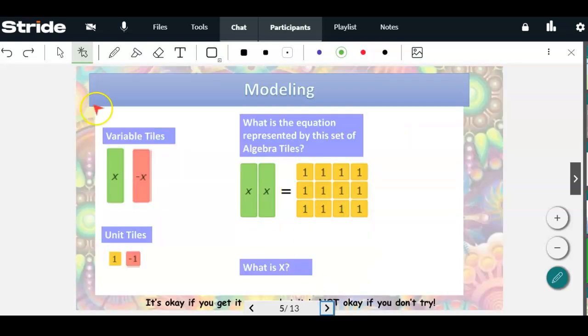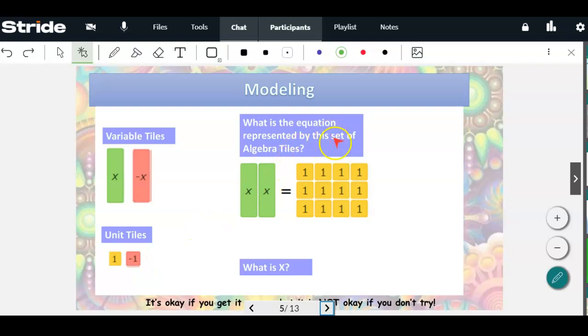So what does that look like? The variable tiles, variables, remember, will be our like x. Usually with the modeling, we use x. So this green one is a positive. This one is a negative x. And then our unit tiles, this is positive, this is negative.